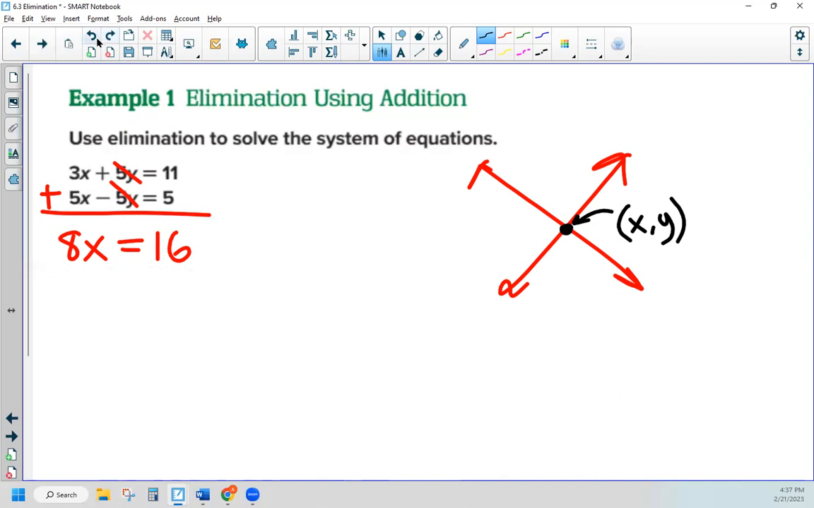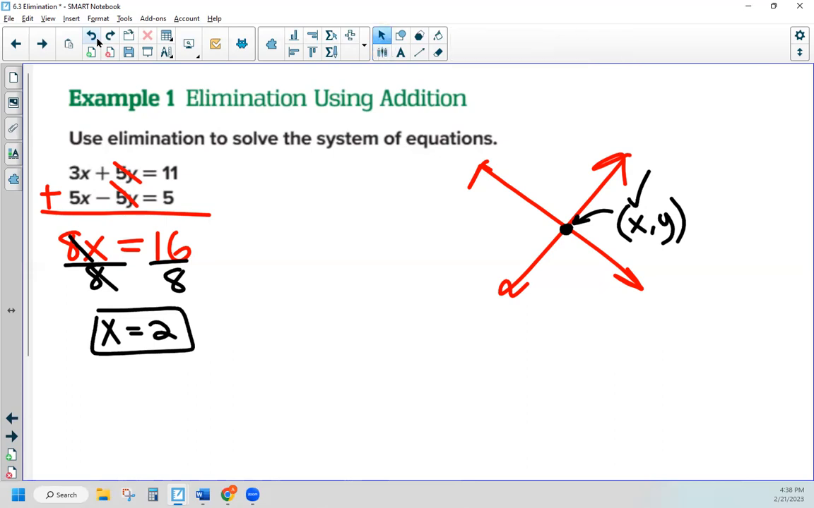If we solve this, we have the variable x solved for. Take 8 to the other side by division, and we already know that x is going to be 2. There we have it. So we have this variable figured out. What do we do next? Well, this is kind of funny because we now have to use the substitution method. Go ahead and grab what you know and substitute it back into any of your original equations.